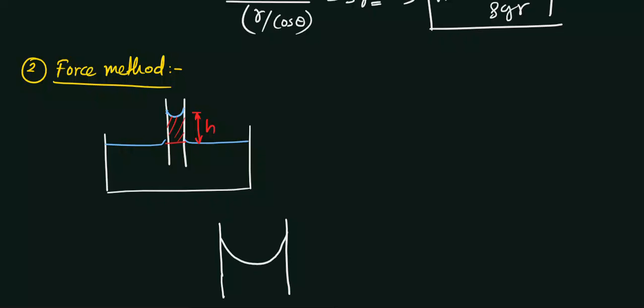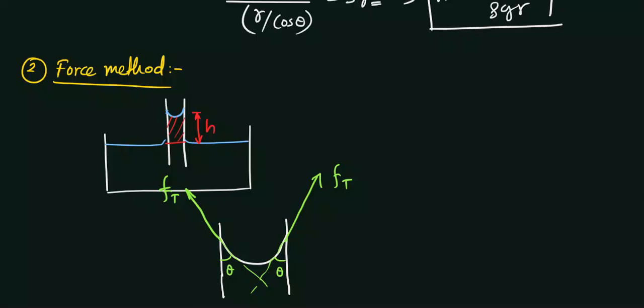The force due to surface tension is always tangential. We know it, isn't it? The force due to the surface tension is always tangential. Okay, fine. So this is the force due to surface tension. Let's call this Ft. And we know that this is angle theta, that is the angle of contact. I am talking about water.